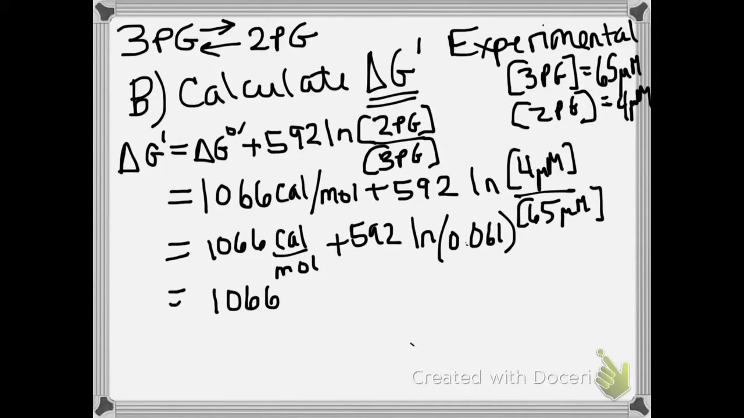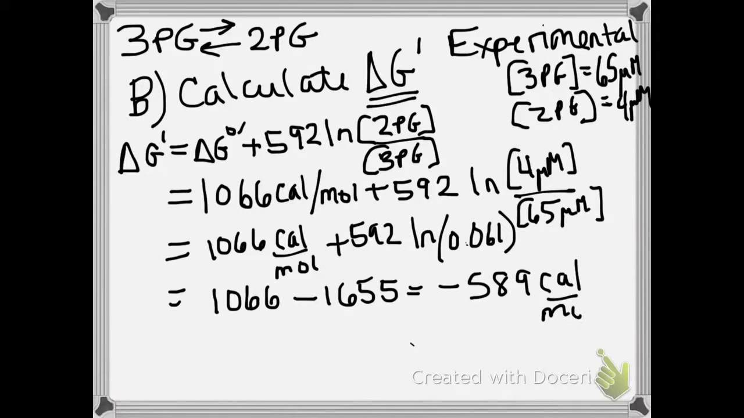1066 minus 1655, which equilibrates out to minus 589 calories per mole. It is negative. Notice that sign. Since it's a negative delta G, it is thermodynamically possible under the conditions stated.